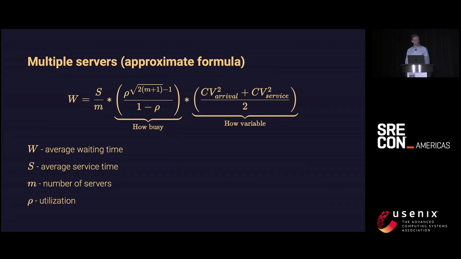Another trigger warning. So this is an approximate formula for multiple servers. I say approximate because the real formula uses Erlang's C function, which if anyone's seen it is horrific. 3 factorials and a summation in it, so I don't want to take up the whole slide, and this is very close, so it works out. But you can see it's a very similar form to the previous one.